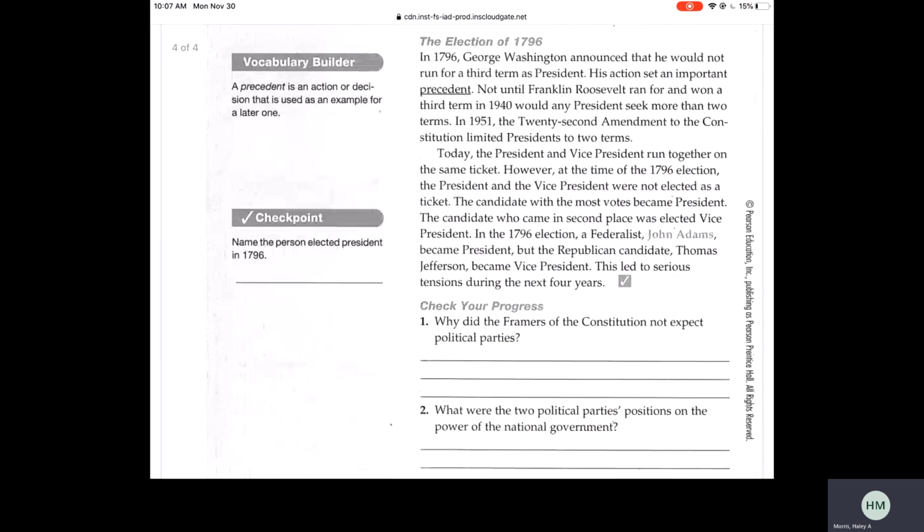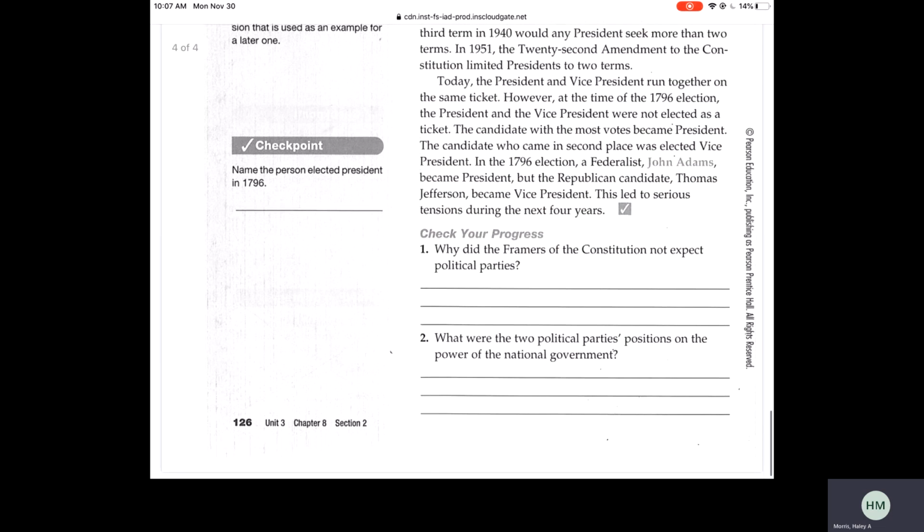All right, the election of 1796. In 1796, George Washington announced that he would not run for a 3rd term as president. His action set an important precedent. Not until Franklin Roosevelt ran for and won a 3rd term in 1940 would any president seek more than 2 terms. In 1951, the 22nd Amendment to the Constitution limited presidents to 2 terms. So George Washington sets that example right from the beginning that he's only going to serve for 2 terms, and for the most part, most presidents follow that until Franklin Roosevelt won his 3rd term in 1940.